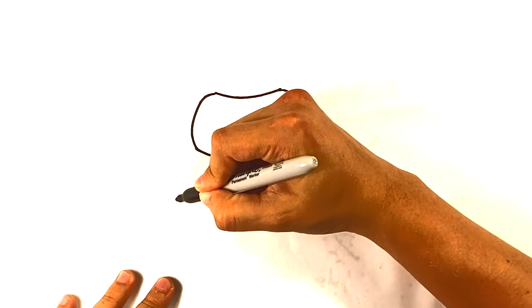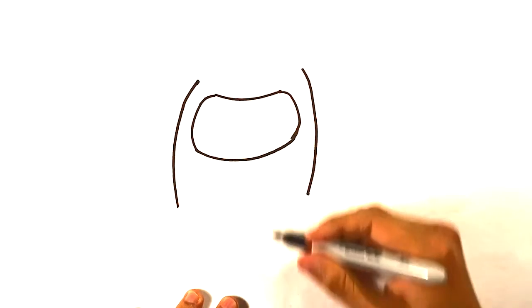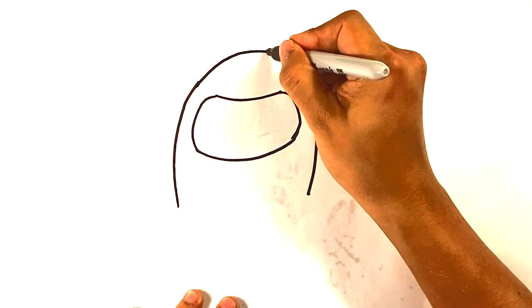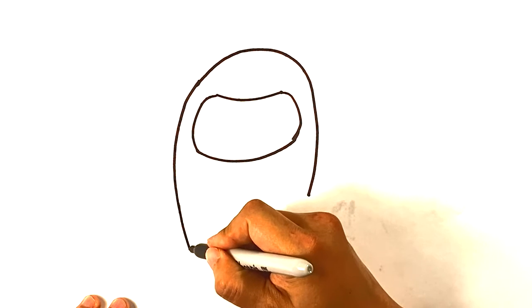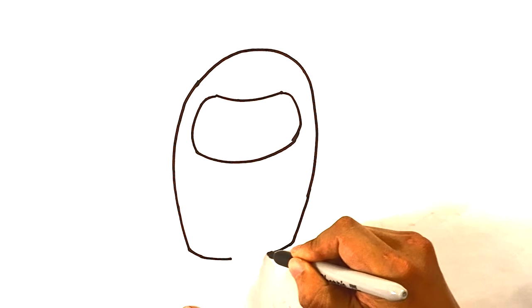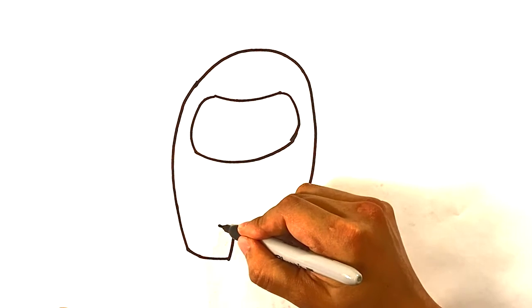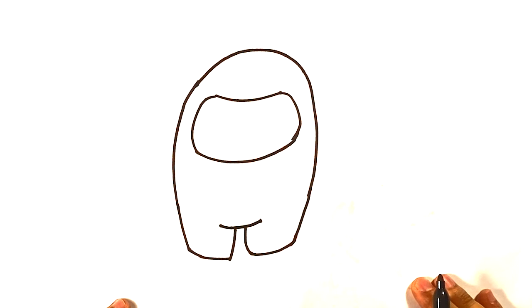Gonna go over here on this side. Curve. And this side. Curve. Curve around the top of the head, all right? Down over here, curve. Down over here, curve. Up, up. Okay. Line underneath.